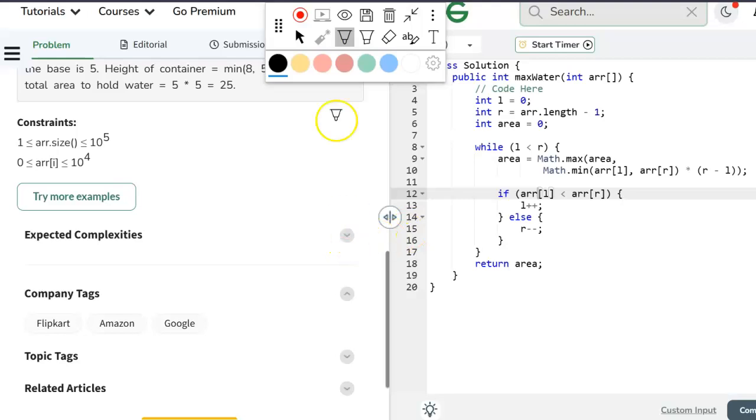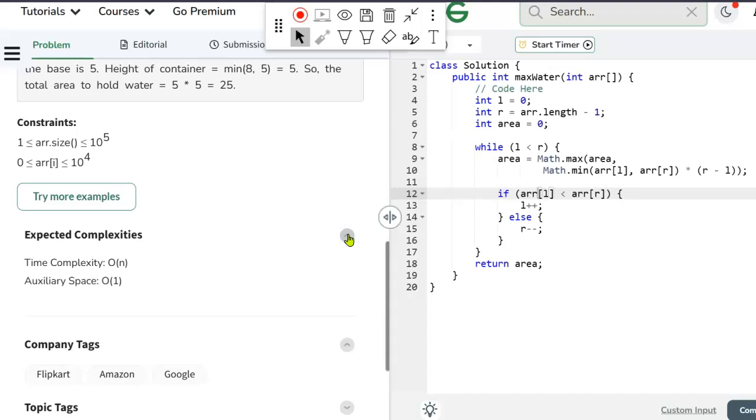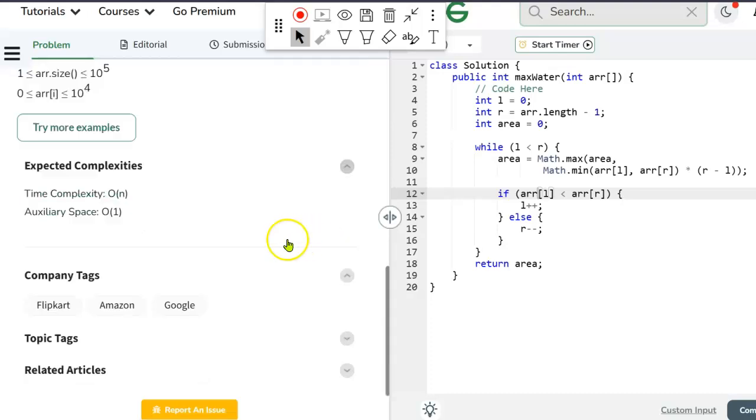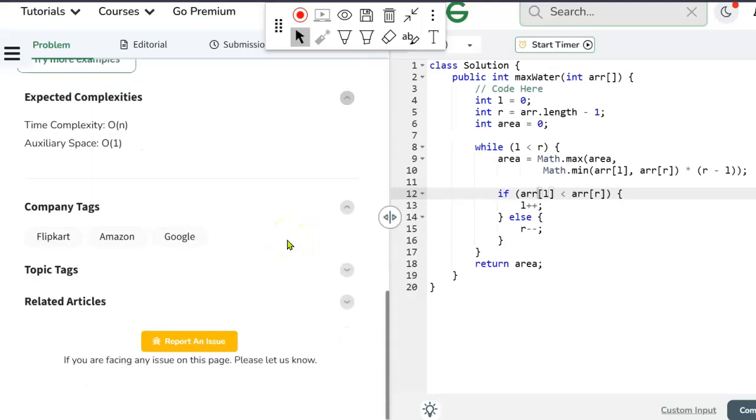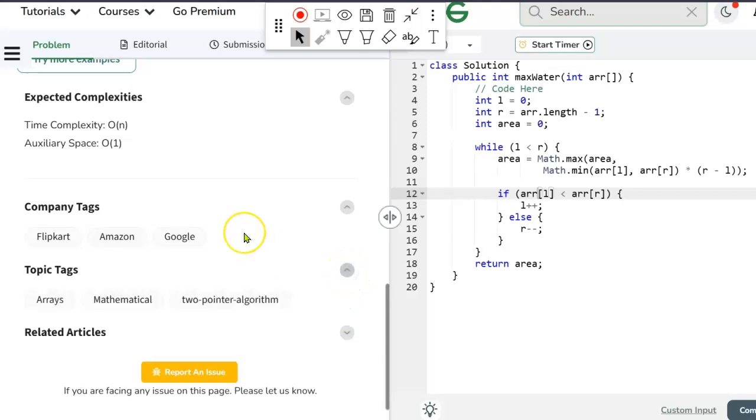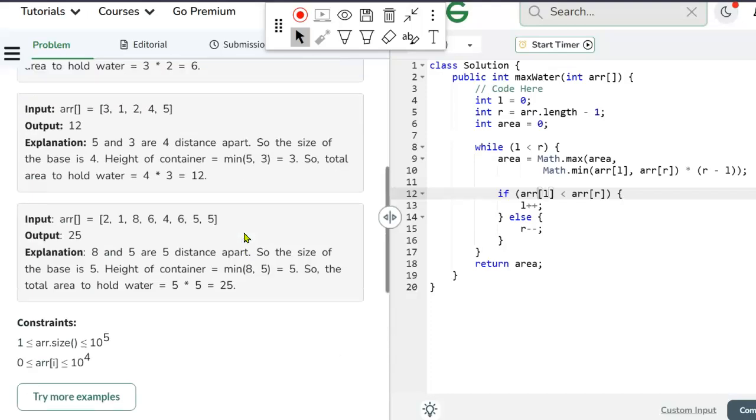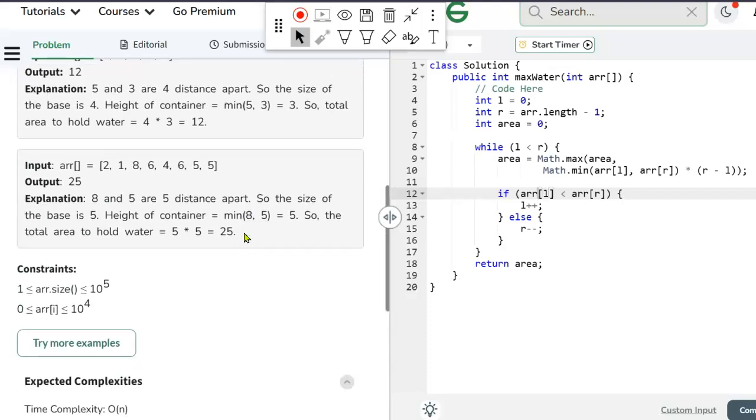Expected complexity: linear. Flipkart, Amazon, Google, a lot of companies will ask you this question. Topic tags: two-pointer algorithm. We'll use example 3. Let's go back to the pen.